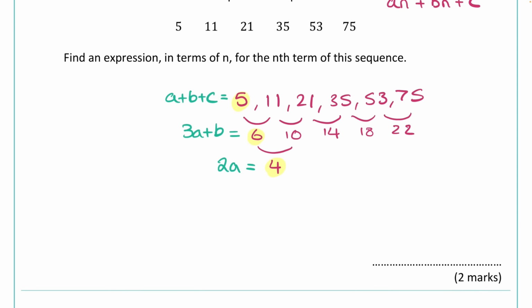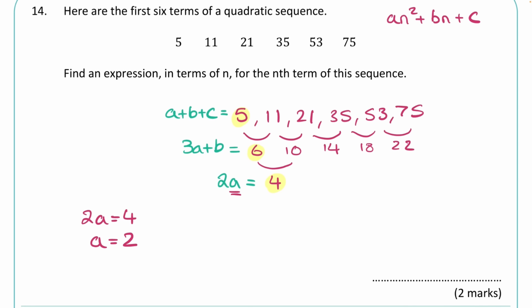I work from the bottom up because the bottom only has one unknown. So if 2a is equal to 4, then a is equal to 2. And I can write the start of my nth term because that's going to be 2n squared. Again, just putting the 2 in place of the a. I can now solve the next one. We have 3a plus b. If a is 2, then 3a is 6. So 6 plus b is equal to 6. So b is equal to 0. Well, rather than writing plus 0n, I'll just leave that completely.